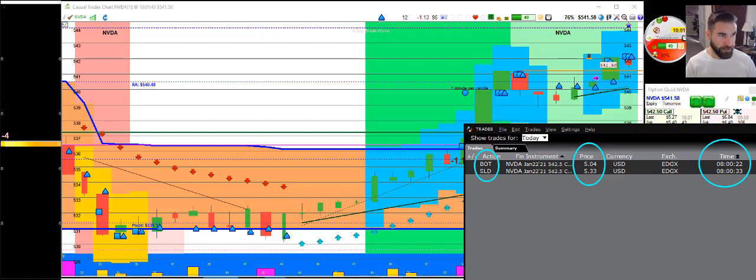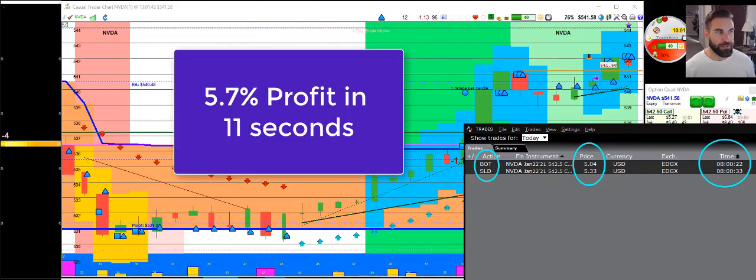So the formula for figuring out your profit in a situation like this is, take the sold price, 533, minus the bought price, 504. You get a difference of 29 cents. Divide that by the bought price, 5.04. And we made 5.7% in just 11 seconds. It doesn't happen every time. Let me clear out all these drawings.